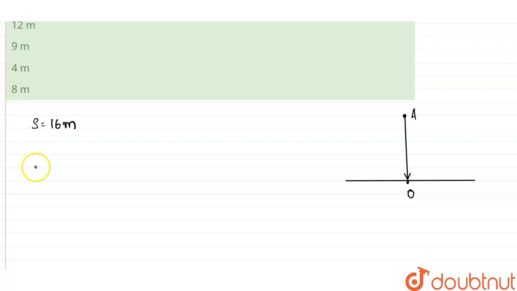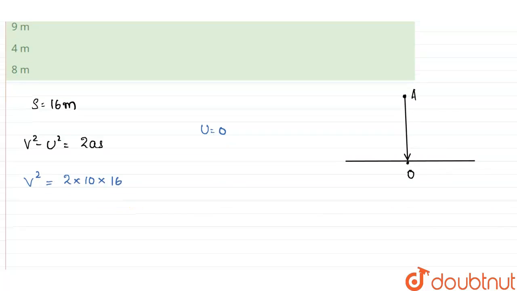In order to find the velocity of this body, we will be using the equation v square minus u square is equal to 2as. Here, v square we have to find out. u is equal to 0 because it is a freely falling body, and hence u square is equal to 0. So v square is equal to 2 into a, where a is the acceleration due to gravity, which could be taken to be equal to 10, into s, which is 16.